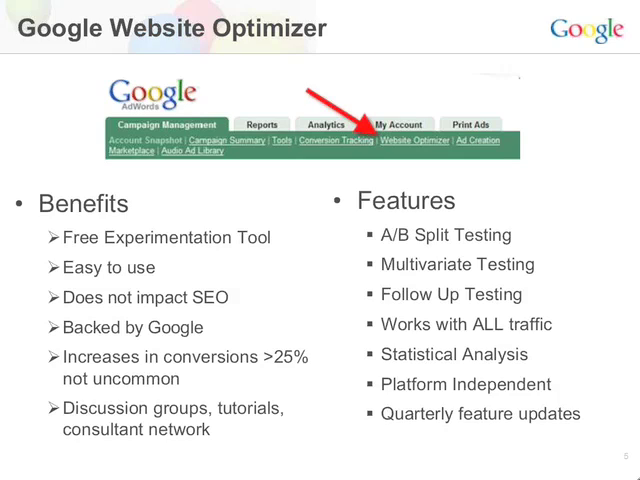You just need to have an AdWords username and password. Then when you get into AdWords, you'll see the Website Optimizer link under the Campaign Management tab. When you set up an experiment, it'll certainly do tests on your traffic that comes from AdWords, but it'll also include in the experiment traffic that comes from organic or other PPC networks, or wherever it comes from. And we will do all of the math for you.